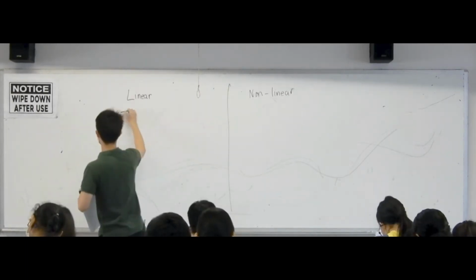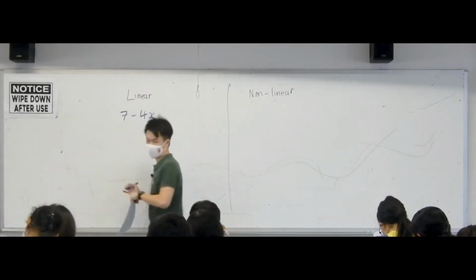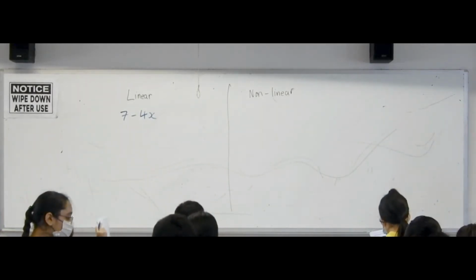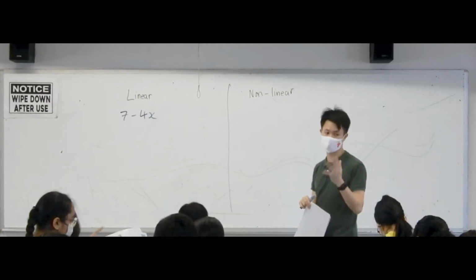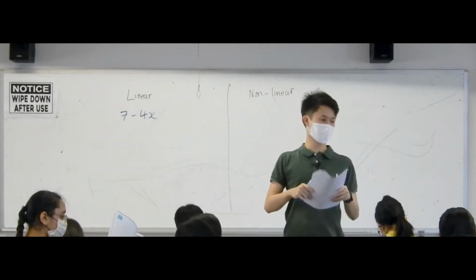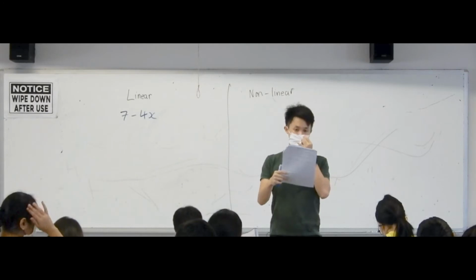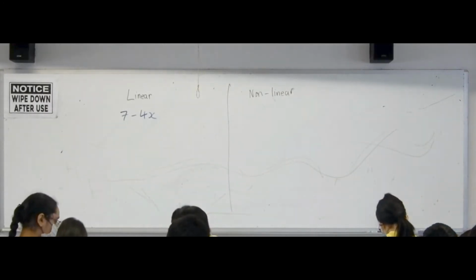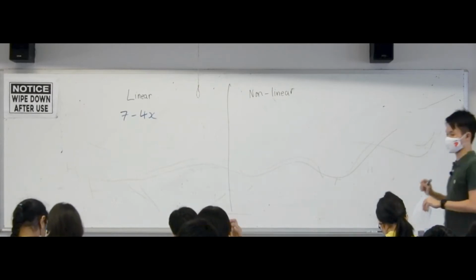One example of linear is 7 minus 4x. Why is this linear? Because there's only one variable, there's no multiplication of it, it's a single variable expression. Hence, this is considered linear. I'm going to start with this example only.